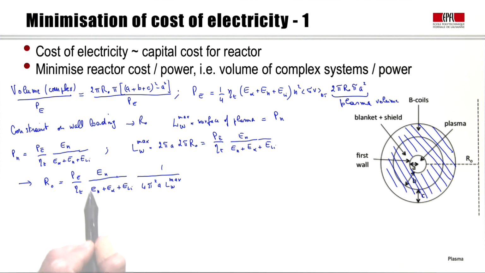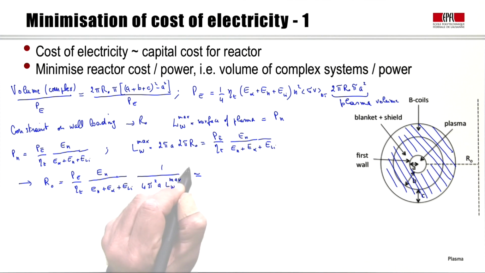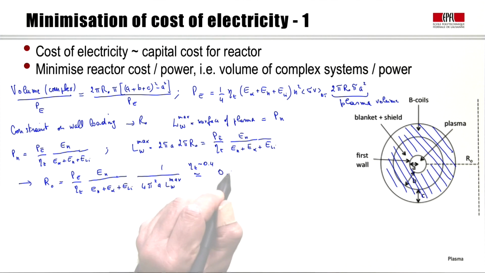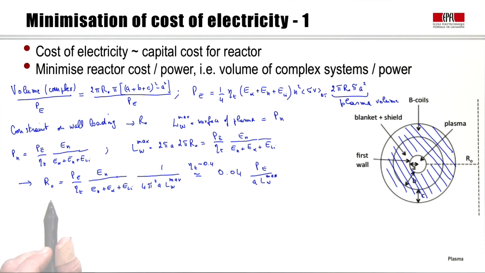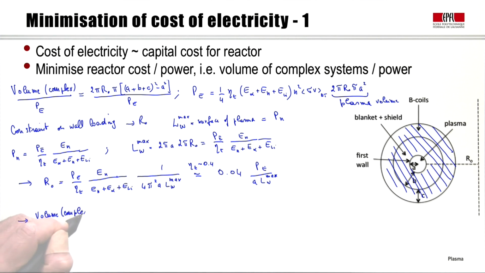Now these are numbers that we know, and we can assume a value for the thermal efficiency eta t. Let's say we take 40% for eta t. So we get a value for R naught, the major radius of the plasma, which is about 0.04 times the electrical power of the plant divided by the radius of the plasma and the maximum wall loading we can tolerate. We can now insert the value of R0 we have just found in the ratio we need to minimize, that is the ratio between the volume and the power.